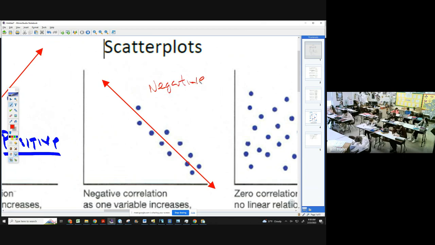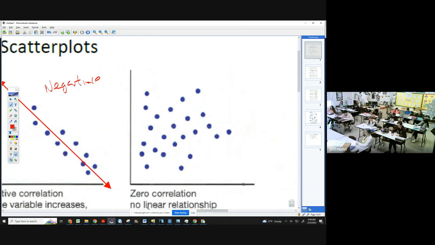Which it says on the bottom, if it goes downhill. And then the other one over here, if the dots don't appear to do anything in particular, they're just all out there everywhere, there is zero correlation. Or no correlation, I don't really care what you call it. Correlation.